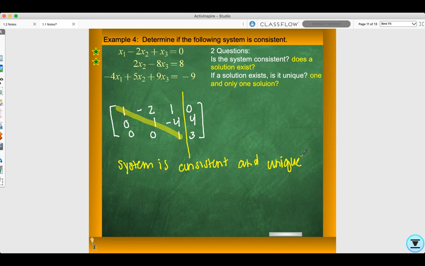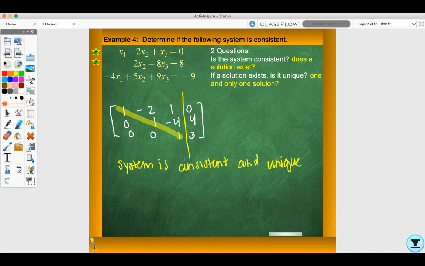So you don't have to go through and actually find the solution. You could if they're asking for the solution, but they just wanted us to determine if the following system was consistent. And the system is consistent because we got it in upper triangular form. And x2 is uniquely determined by equation 2 since x3 has only one unique solution, and therefore x1 is determined by equation 1. So it has a unique solution.